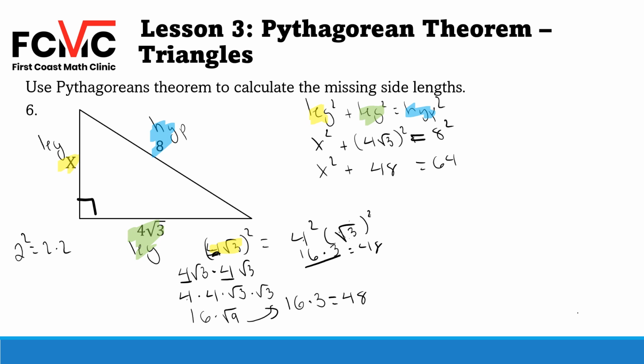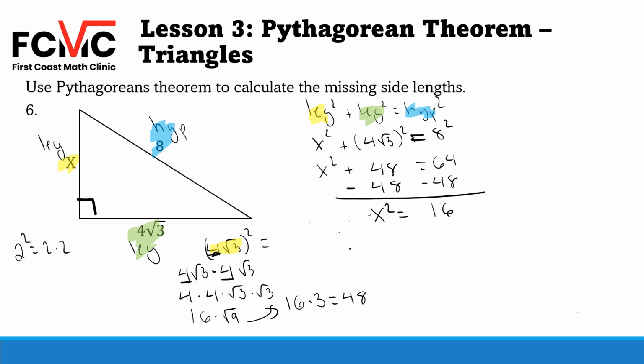Okay, let me clean this up a little bit. So we've got x squared plus 48 equals 64. So let's get the x squared by itself. Subtract 48 from both sides. We get x squared equals 16. Now I want to get the x by itself, so I'm going to take the square root and square root, undo squaring. The square root of x squared is x equals, and the square root of 16.